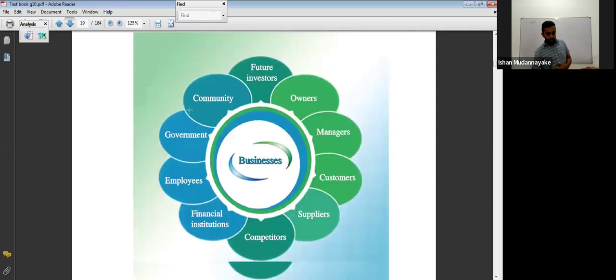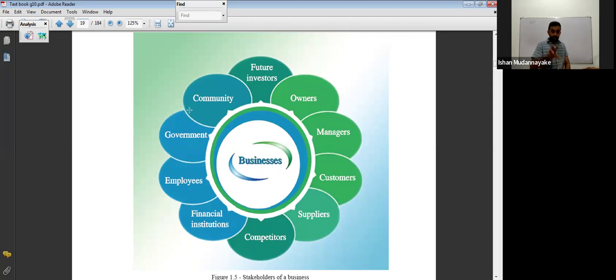These are the stakeholders. Last time we discussed stakeholders in business. Basically we can divide them into two, internal and external, but last time we didn't discuss that. These are the interested parties for a business. They have some interest in the business organization, to get some return, to get some benefit. These are the stakeholders: owners, managers, customers, suppliers, competitors, financial institutions, employees, government, community, future investors.